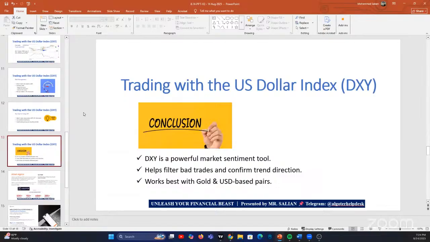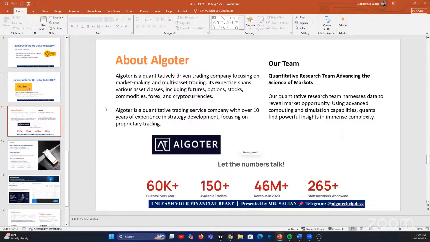As the conclusion, DXY is a powerful market sentiment tool, as you will see later on. It helps filter bad trades and confirm trend direction. Yes, because if DXY is going up, it means gold should go down eventually, or EUR/USD and GBP/USD. And it works best with gold and its USD pairs. So always remember that.